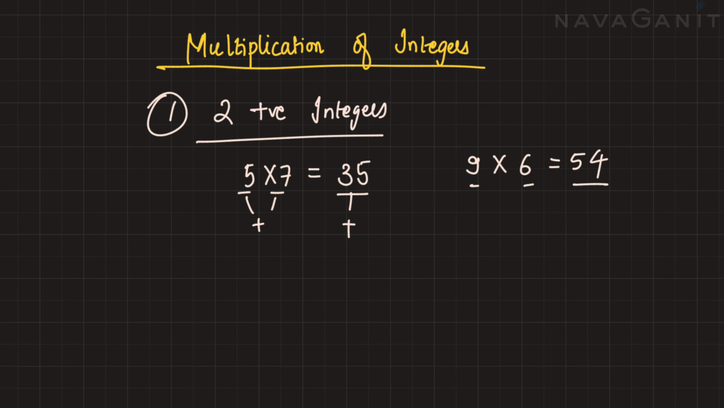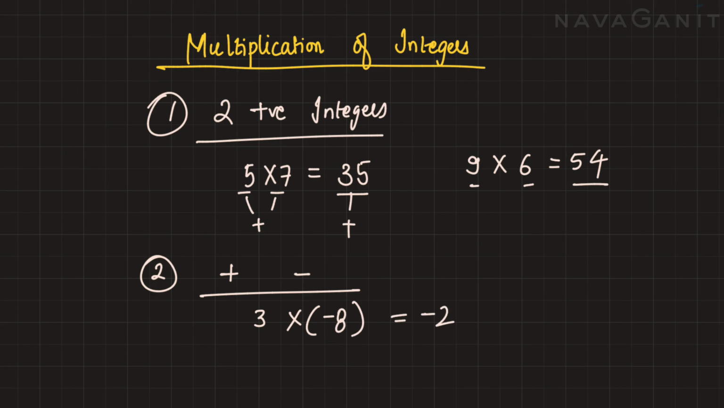54 is also positive. Then say we are multiplying a positive integer with a negative integer. In this case, the product of a positive integer and a negative integer would always be negative. Say we are multiplying 3 with minus 8, we would end up getting minus 24. So positive multiplied by a negative will give me another negative. Similarly, say minus 6 multiplied by 4 would result in minus 24.